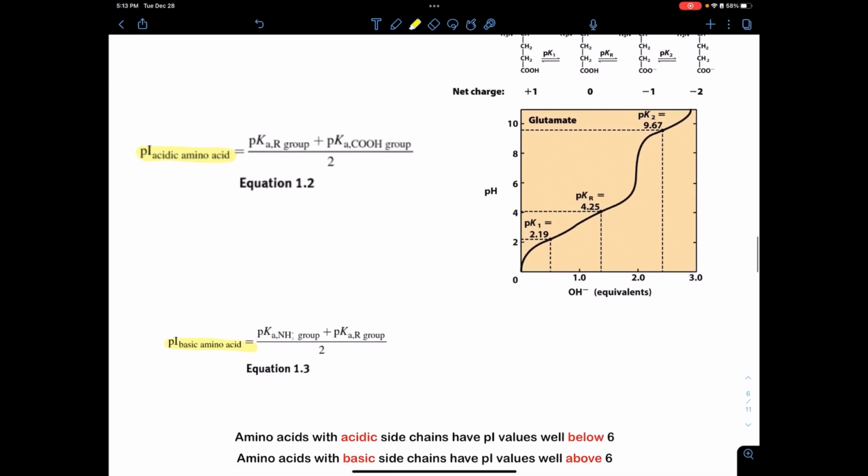The last point in this section is that amino acids with an acidic side chain will have a pI value below 6, and amino acids with a basic side chain have pI values above 6. This will help you a lot. If there's a question relating to this, you can quickly eliminate the wrong answer choices, so just remember that. Now I'm going to put up the questions for this section.